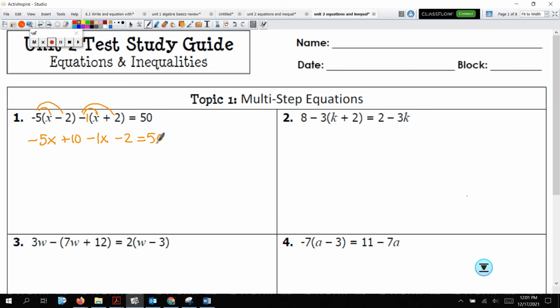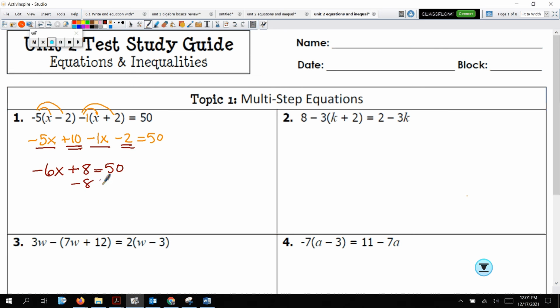After you distribute, and this is true for all equations and inequalities, you want to combine like terms on the left side and the right side. I don't have any like terms on the right side, but I do have like terms on the left. I have negative 5x and negative 1x. They're like terms. And then positive 10 and negative 2 are like terms. So when I combine my like terms, I don't use inverse operations. I just say negative 5 minus 1, that gives me negative 6x. Positive 10 minus 2, that gives me positive 8 equals 50.